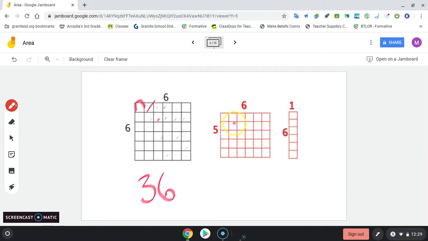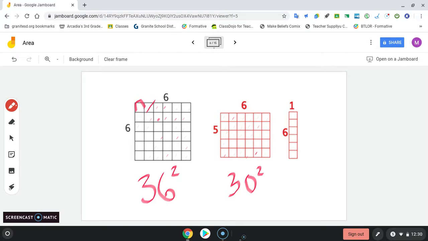Now over here, I'm going to count them all up again. 1, 2, 3, 4, 5, 6, 7, 8, 9, 10, 11, 12, 13, 14, 15, 16, 17, 18, 19, 20, 21, 22, 23, 24, 25, 26, 27, 28, 29, 30. 30 squares.